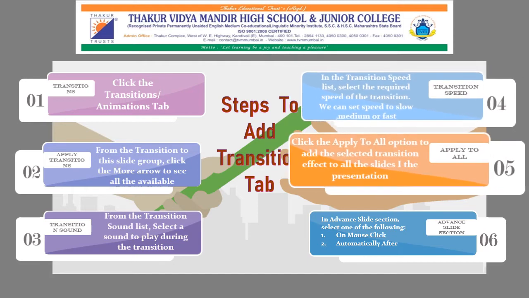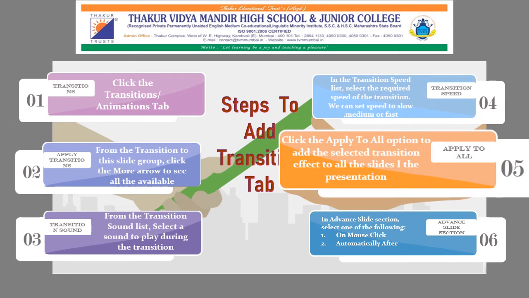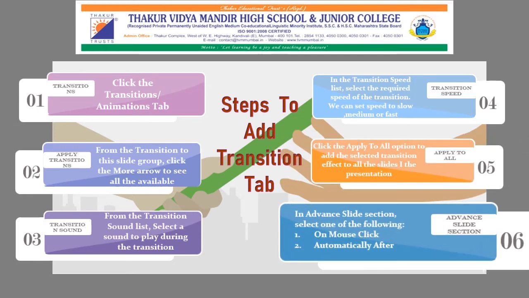Fifth step, after selecting all the requirements, click on the apply to all option to add the selected transition effect to all the slides in the presentation. And the last step, in the advanced slide section, select one of the following. First, select the on mouse click checkbox to progress to the next slide only when the user clicks the mouse or presses a key.